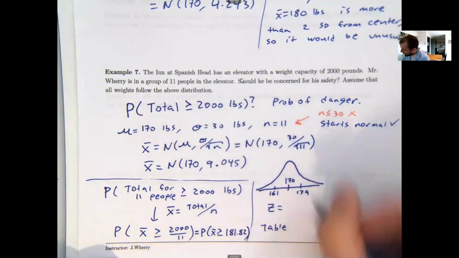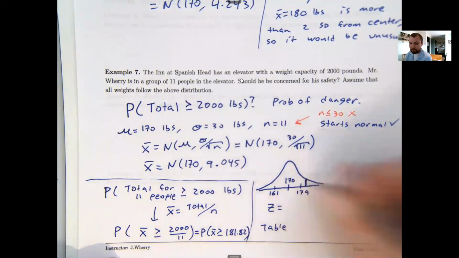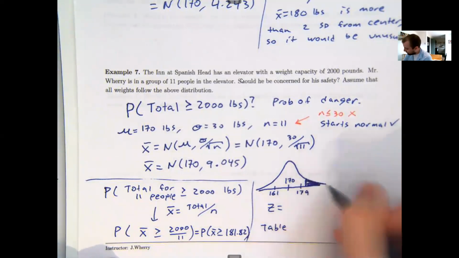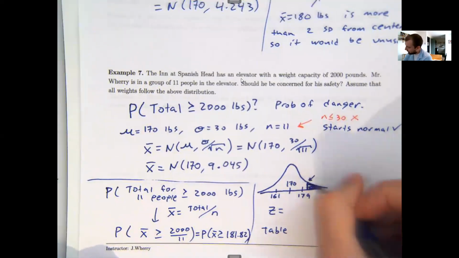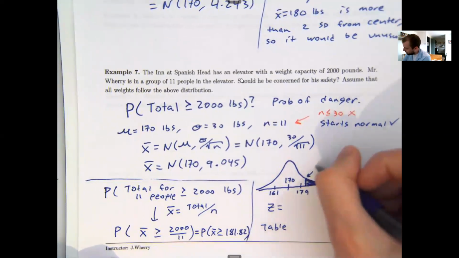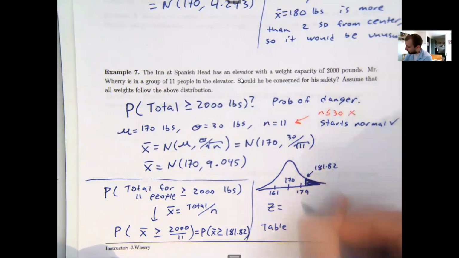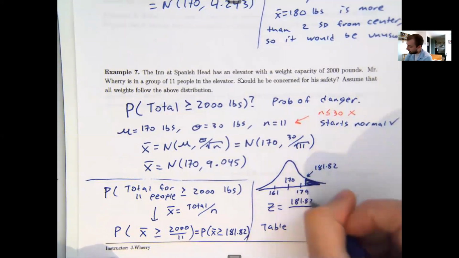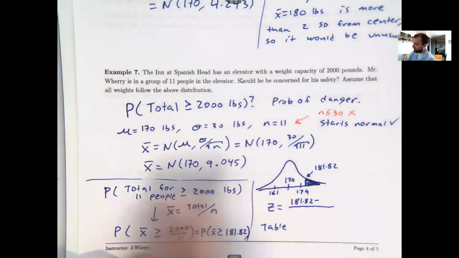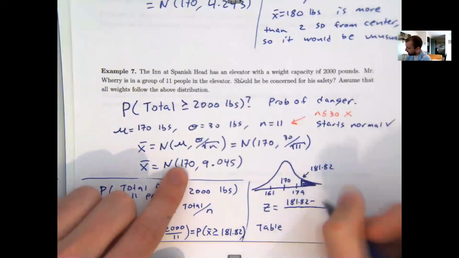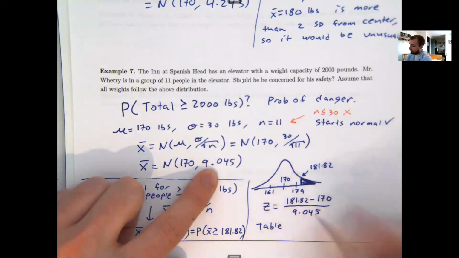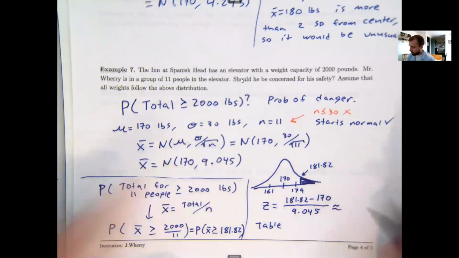And my value is 181. It looks like it's a little bit more than 1 standard deviation away. And I want that amount or more. I'm finding the size of this tail here. So to find the z-score, I'm going to take the value I care about, 181.82. I need to match things up. So this was a model for averages. This is now a question about averages. I'm subtracting the center, 170, and I'm dividing it by the standard deviation of 9.045. I'm typing this into a calculator.